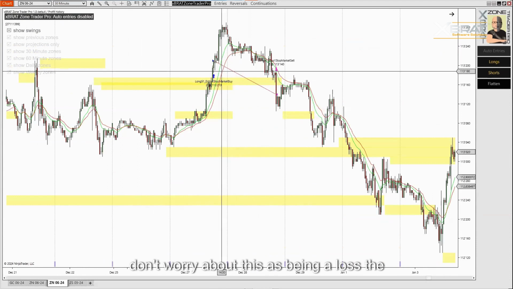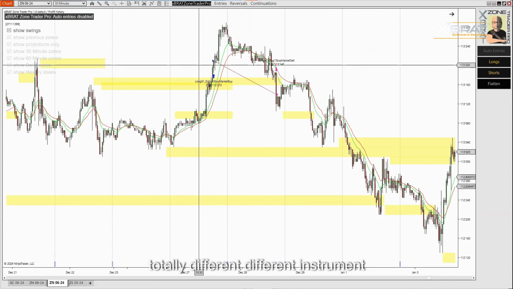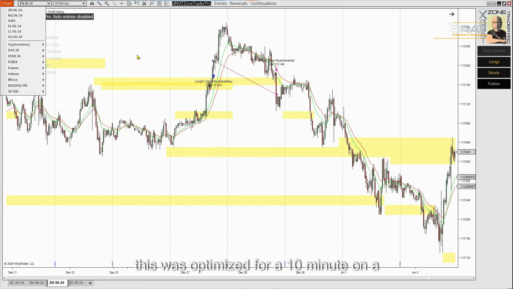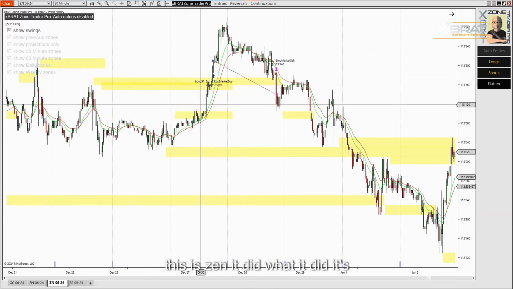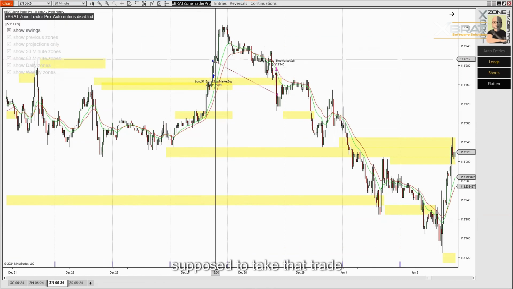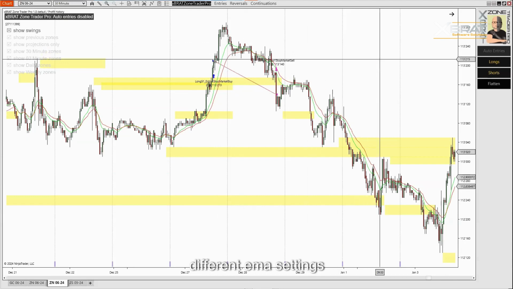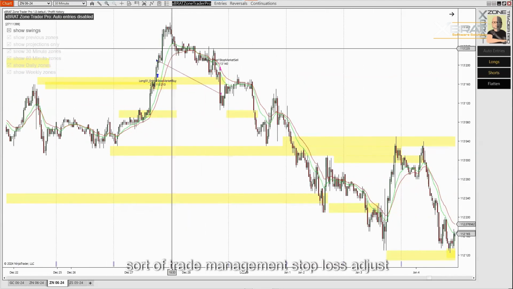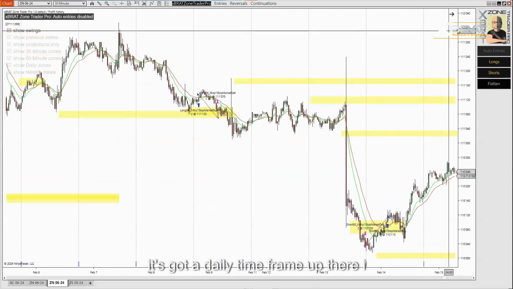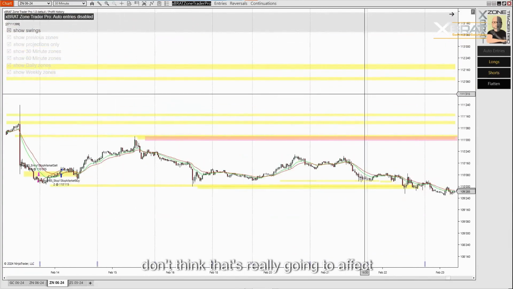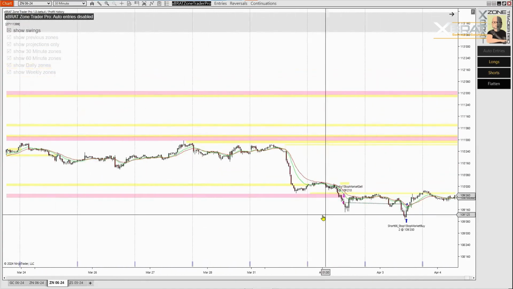Don't worry about this as being a loss. The optimization for this would have to be totally different. Different instrument means different things. This was optimized for a 10-minute on silver. This is ZN. It did what it did. It's supposed to take that trade, but we would have very different EMA settings and trade management, stop loss adjustments and all that sort of thing. But the chart doesn't look too bad with those time frames. It's got a daily time frame up there. I don't think that's really going to affect anything at this current time. ZN, not brilliant.